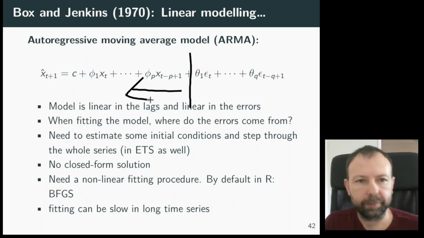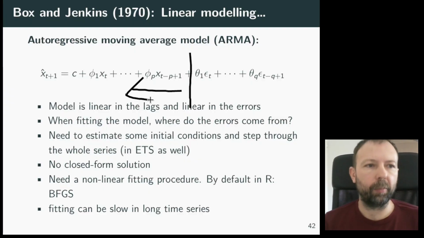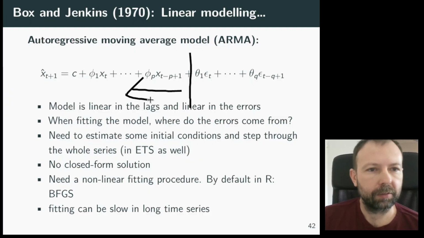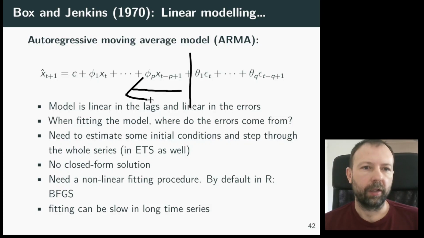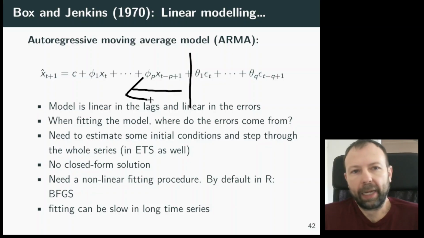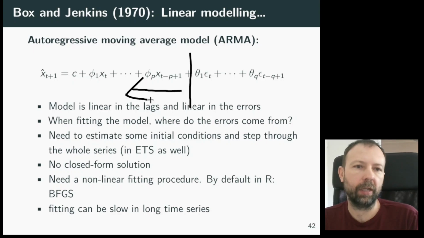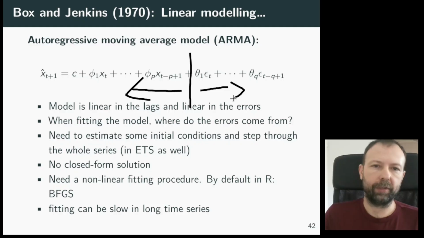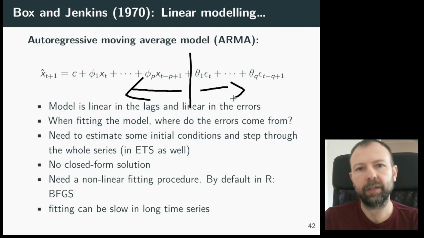This is the AR part, where you see this is just the linear model of the lags. To predict x_{t+1}, we build a linear model from x_t back to x_{t-p+1}, just the amount of lags we want to use. And now we have these coefficients in the linear model. Now the MA part, the moving average, is also a linear model, but now in the errors, so the error at time t, the error at time t minus q. So the ARMA model is linear in both the lags and the errors.